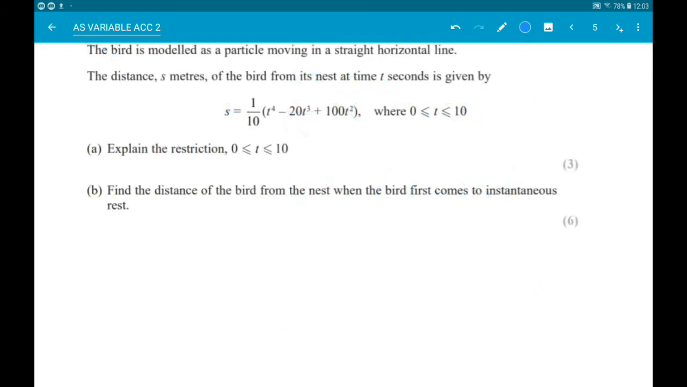Okay, then part B, we want to find the distance of the bird when it first comes to instantaneous arrest. So what's going on? The bird leaves its nest and then at some point it turns around to fly back to its nest. So we want to find its turning point. So at this point, velocity is equal to 0. So we want v equal to 0.